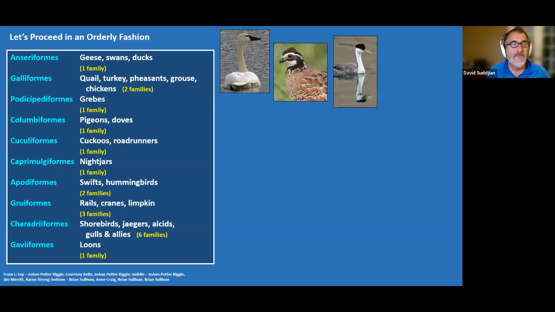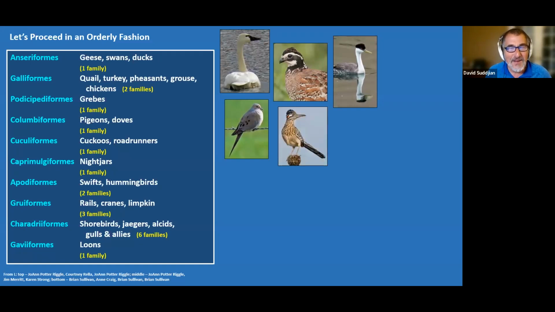So Podicipediformes. And then next up in line is the Columbiformes. So these are our pigeons and doves. And I'm wondering if all of these names in blue on the left are familiar to you. Hopefully they'll become familiar to you if you put a little effort into checking it out in your different resources. So next up is Cuculiformes. I love that word, Cuculiformes. It's the cuckoos, of course, but did you know that a roadrunner is a cuckoo? Isn't that neat? Well, indeed they are.